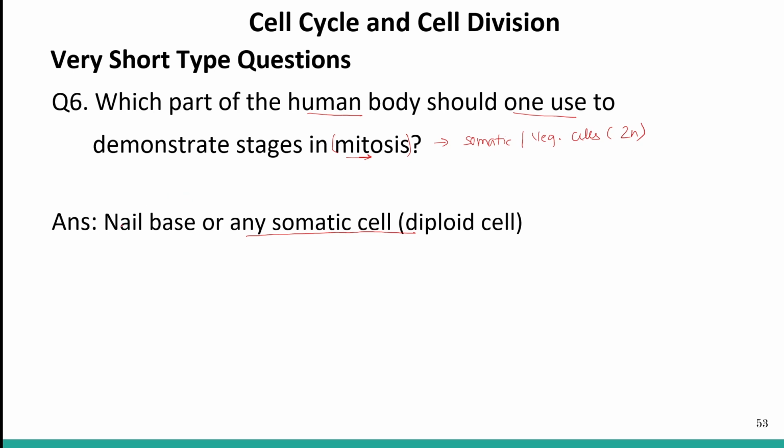or you can also demonstrate mitosis in the lab using the cells of the base of the nail. The base of the nail consists of living cells actually, and the rest of the nail is dead, consisting of keratin. But the base of the nail has living cells, and we can use these cells to demonstrate some of the stages of mitosis.